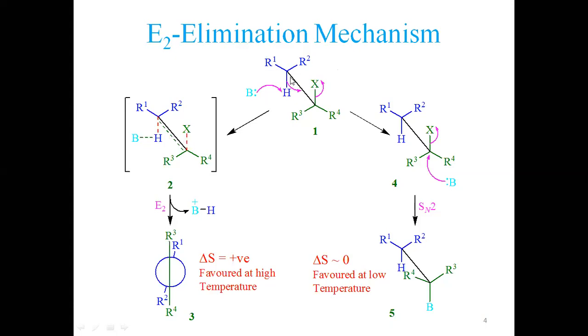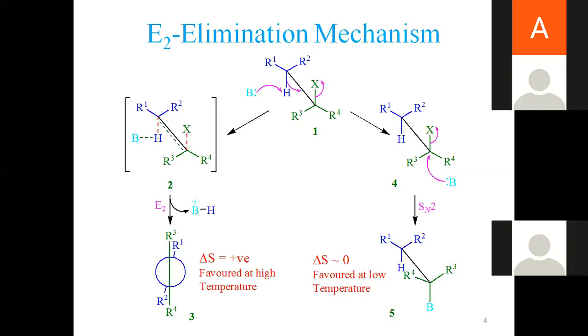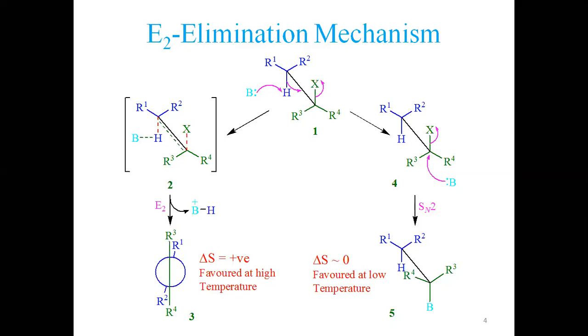And a new bond between this carbon and that carbon is going to be formed, which I have presented in green color. And another bond between base and hydrogen is going to form. This I have already presented in green. So green bonds are new bonds forming, and red colored dotted bonds are the bonds which are breaking. So two bonds are breaking and two new bonds are forming. This is the transition state.